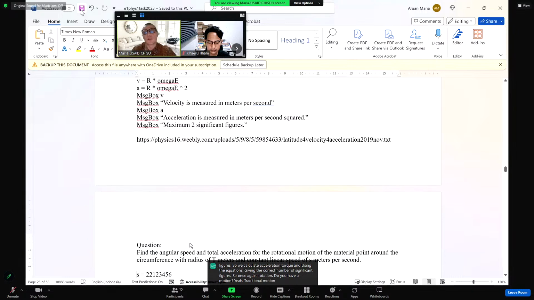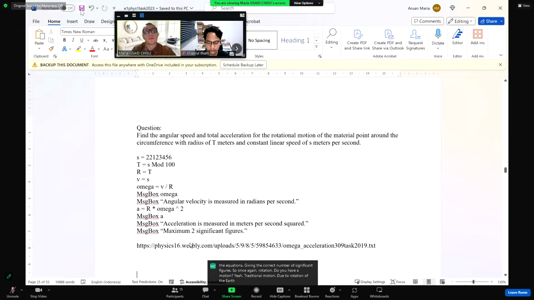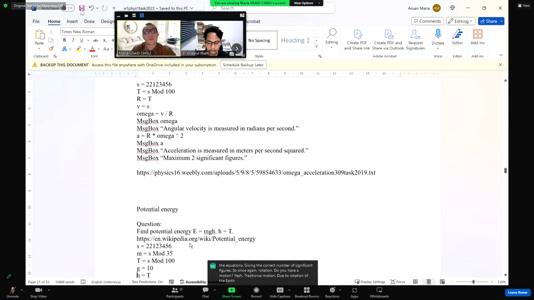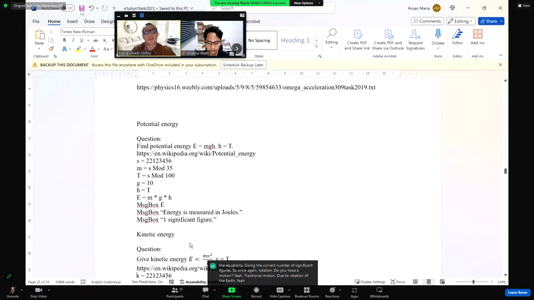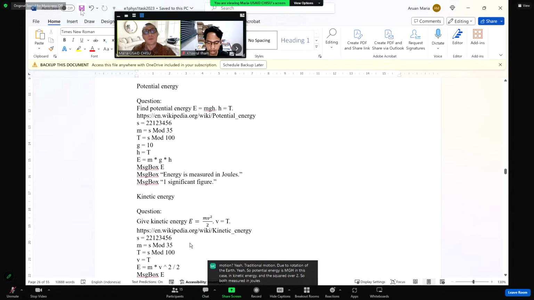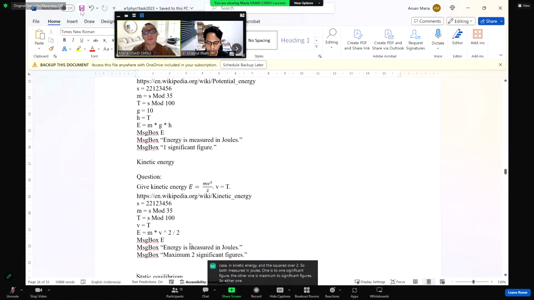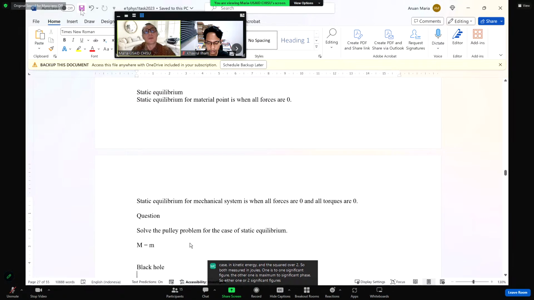Rotational motion due to rotation of the Earth. So potential energy is mgh in this case, and kinetic energy is mv squared over 2. So both measured in joules. One is to one significant figure, and the other one is maximum 2 significant figures. So either 1 or 2 significant figures. So static equilibrium for the simple pulley problem is when both masses are equal to each other.